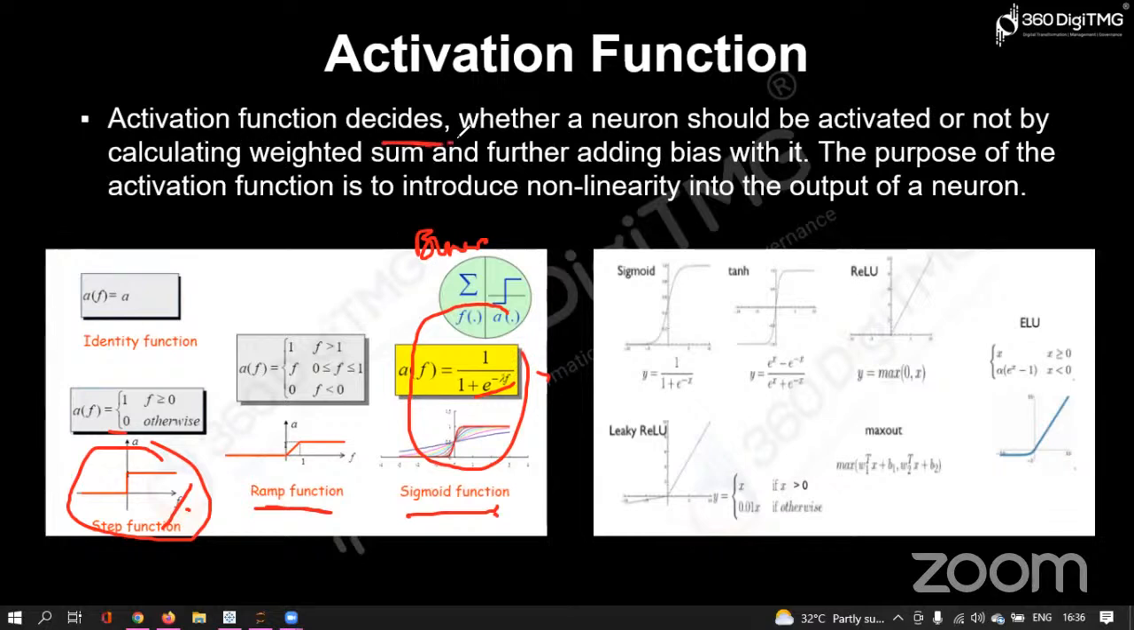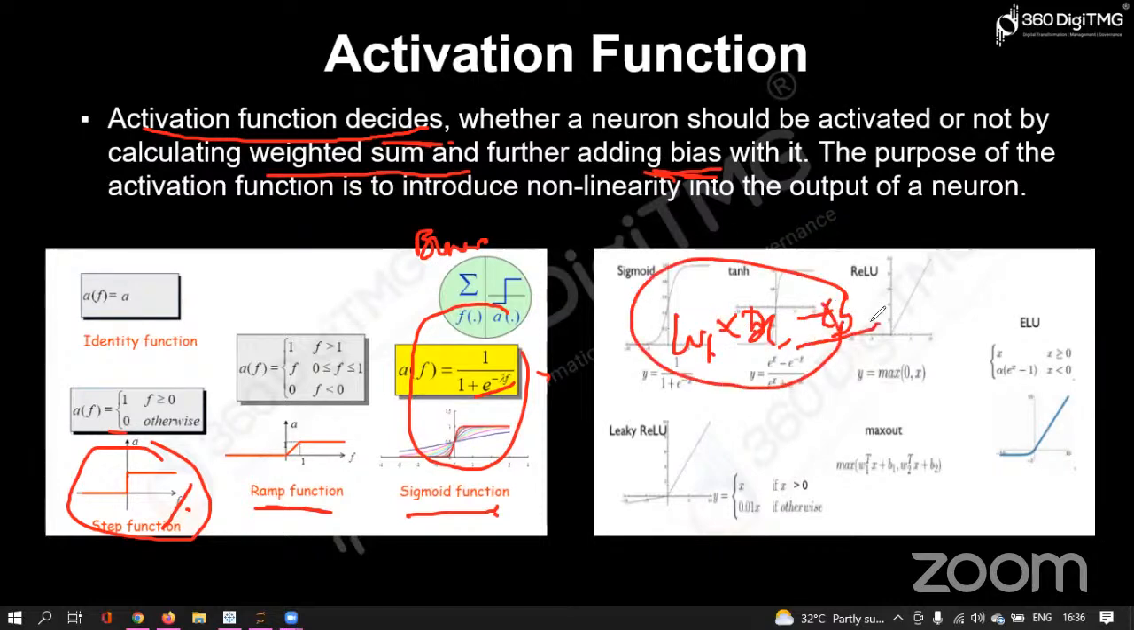Activation function decides whether the neuron should be activated or not. I mean, whether it should shoot the output or not. It will be decided by the activation functions only, by calculating the weighted sum and further adding the bias to it. So whenever we calculate the weighted sum w into x plus bias, if it reaches the threshold value, then only it will shoot the output. The purpose of the activation function is to introduce non-linearity into the output of the neuron.